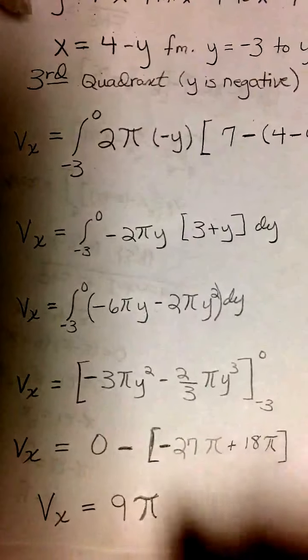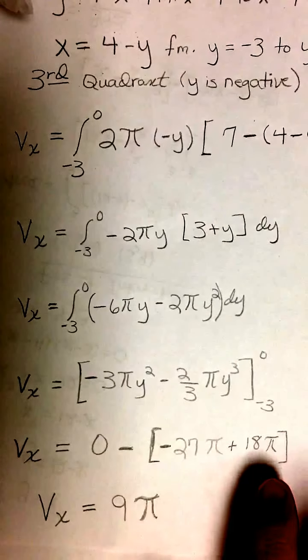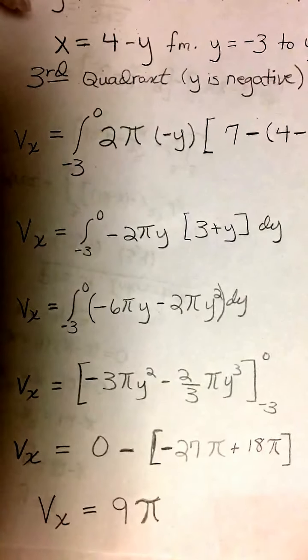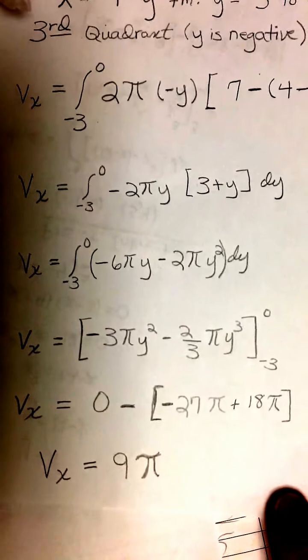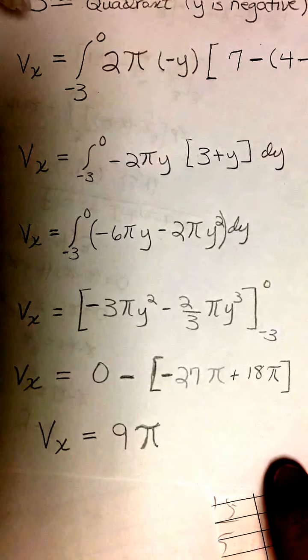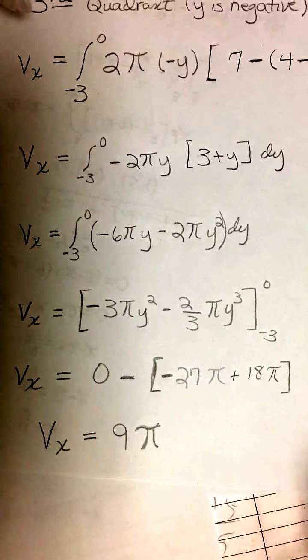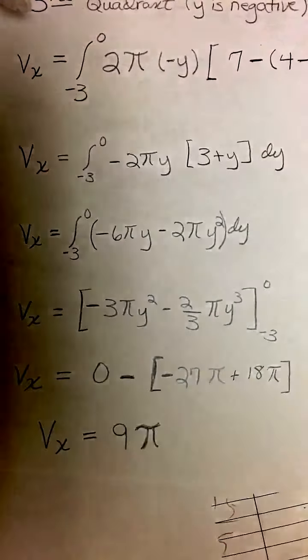And so we have negative 27 pi plus 18 pi. Distributing the subtraction over this collection of terms, it follows that the exact value of the volume generated about the x-axis with the given functions ends up at 9 pi.